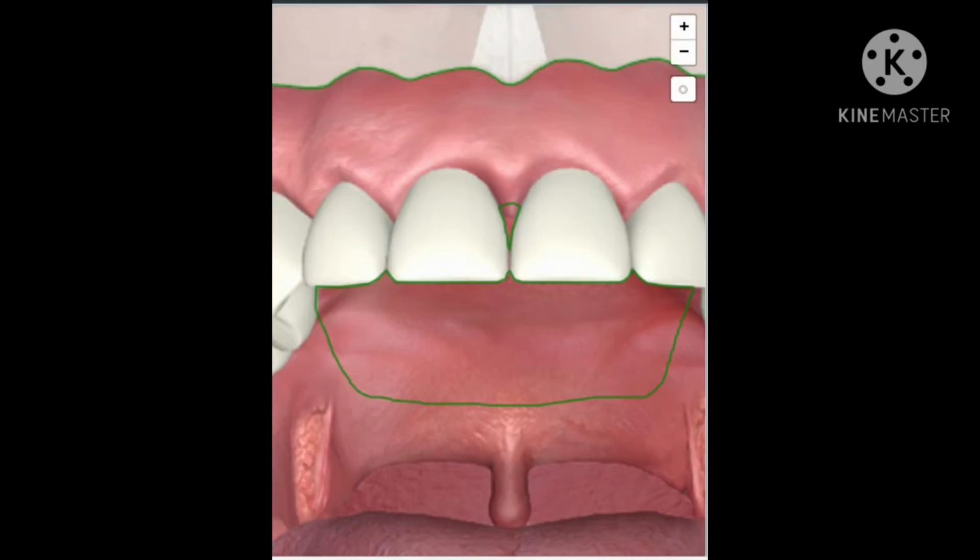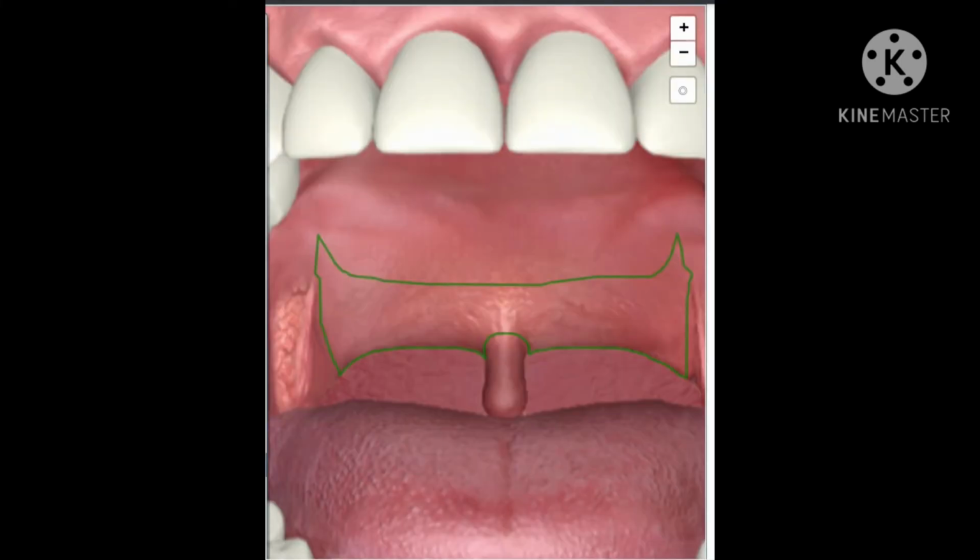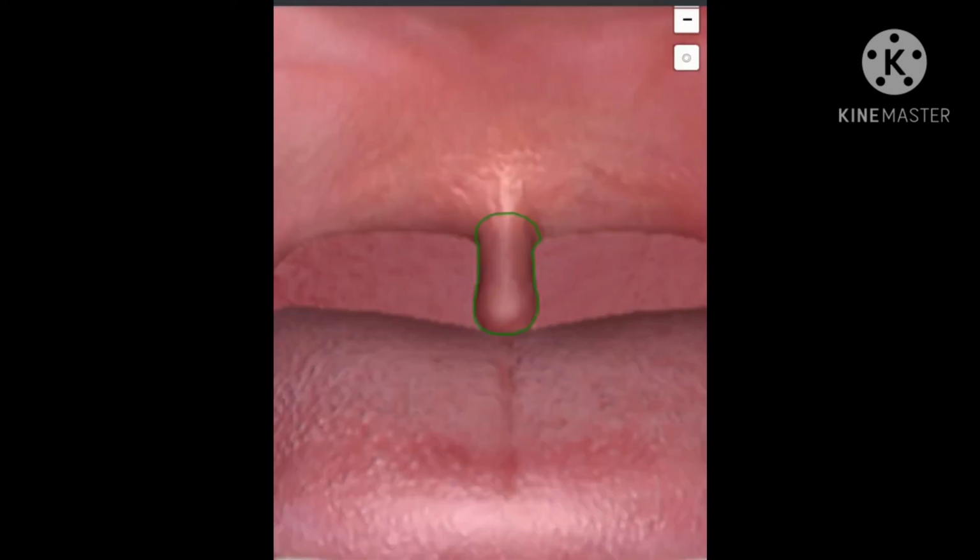Hard palate. The hard palate is formed by the maxillary bones in the front and horizontal portions of the palatine bones. Soft palate. The soft palate forms a muscular arc that extends back and down as a cone shaped projection called uvula. Uvula. Uvula is a cone shaped projection that hangs in between.